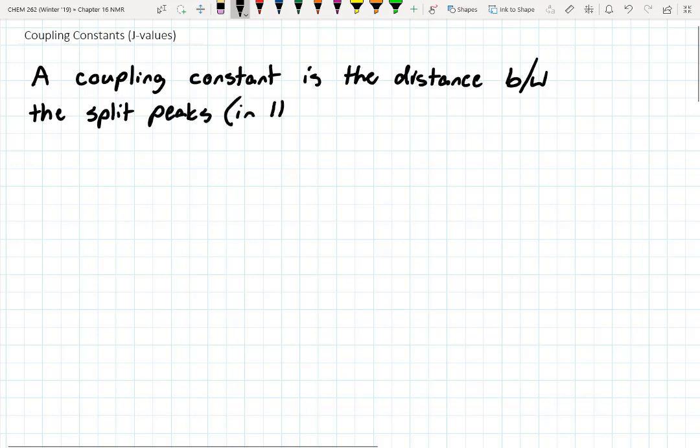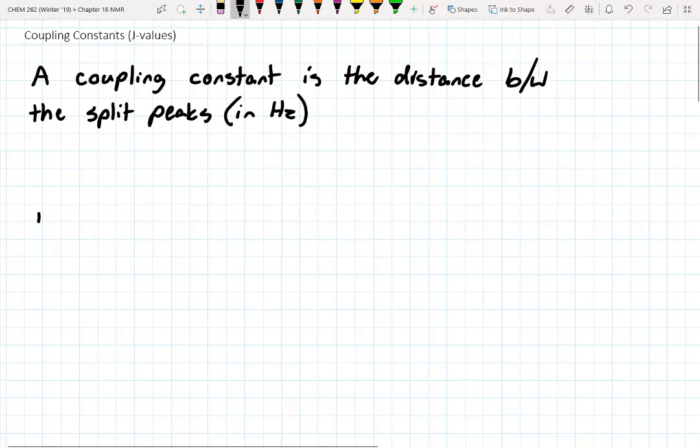And this is going to be in hertz. That's how it's usually measured. It's not normally measured in ppm because ppm can vary a little bit. All right, so it's going to be in hertz, and it's only applicable for split peaks, right? So if you're a singlet, you're obviously not going to have any gap between peaks. So let's take a look at an example here.